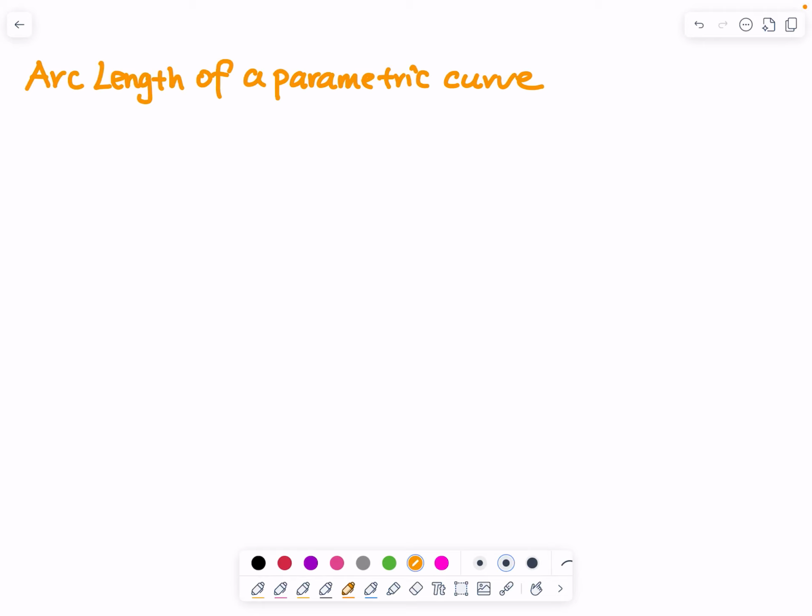Arc length of a parametric curve. So before I give you the equation to find the arc length of a parametric curve, let's quickly review the arc length integral, the formula for a rectangular equation. So let's do that. Arc length integral for a rectangular equation.